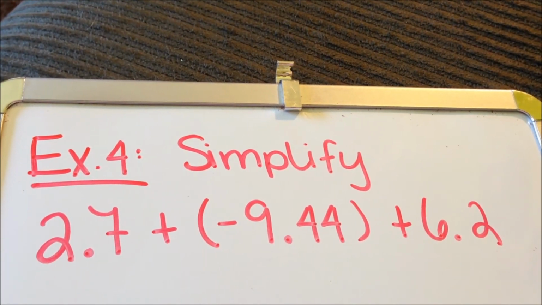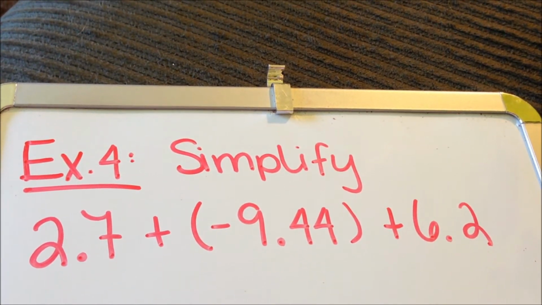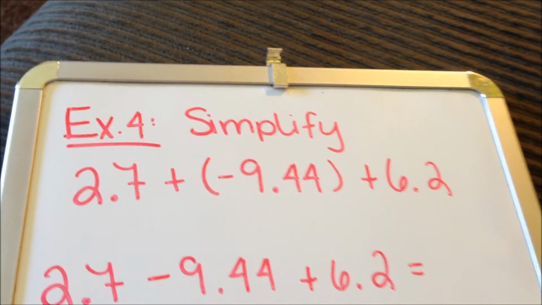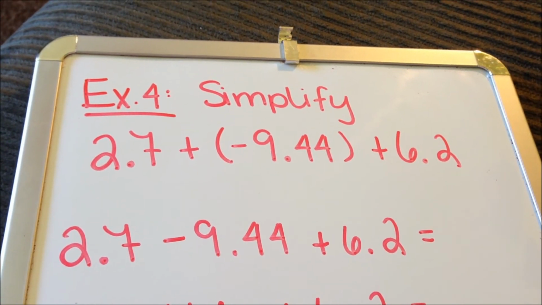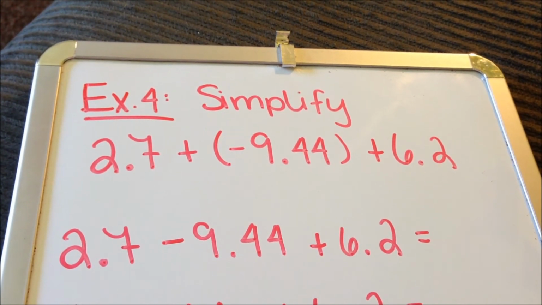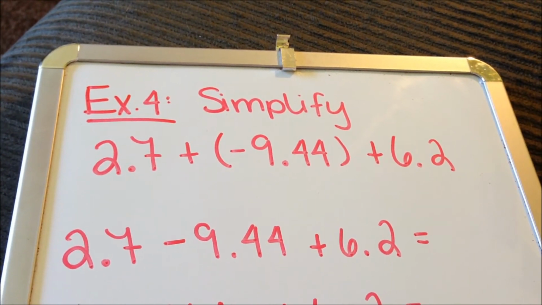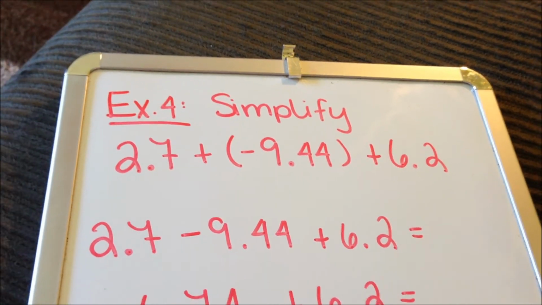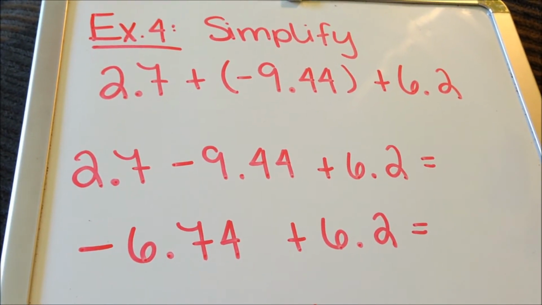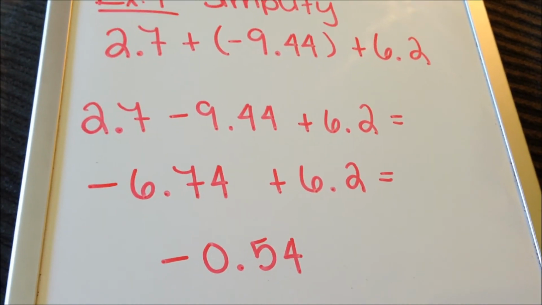Example 4, simplify 2.7 plus negative 9.44 plus 6.2. Remember, we're working with rational numbers, meaning terminating or repeating decimals or fractions. So let's start by writing it as 2.7, and then when you have a plus negative, it becomes a minus, so minus 9.44 plus 6.2. Starting with the first two, 2.7 minus 9.44, we're going to subtract, and when we do, we get negative 6.74. Negative 6.74 plus 6.2 involves subtracting again. We end up with negative 0.54.